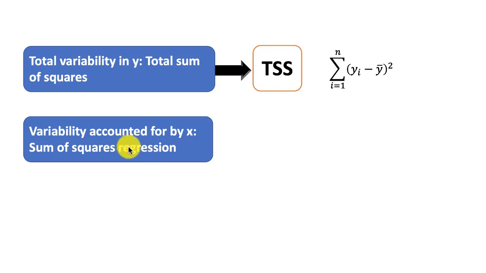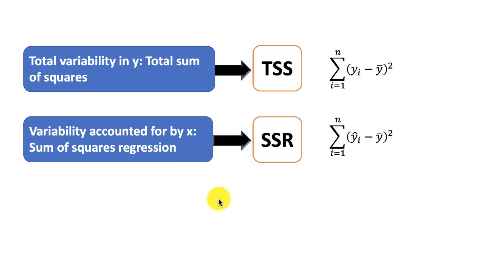The next thing we're going to talk about is how much of this variability is accounted for by the predictor attribute X. So for example, when you talk about Y, think of price of the homes. When you talk about X, think of rooms. So how much of the variability in the home prices is accounted for by the variation in the number of rooms? That is what is called sum of squared regression. And that is calculated as (yi hat minus y bar) the whole square.